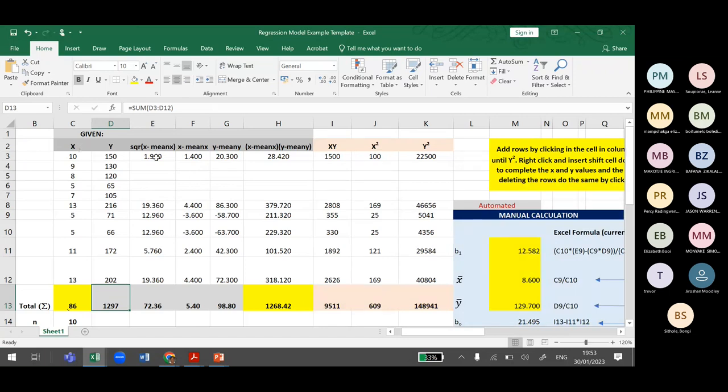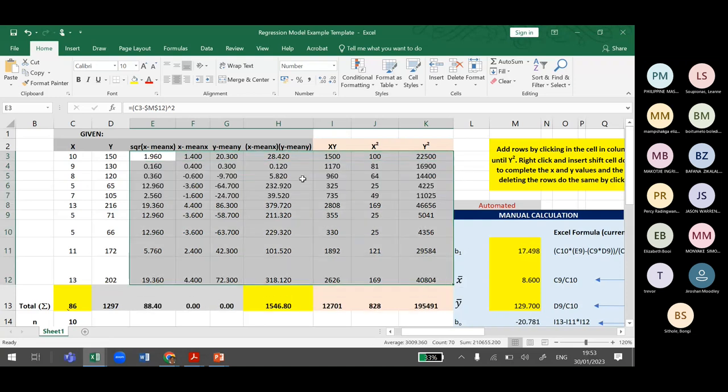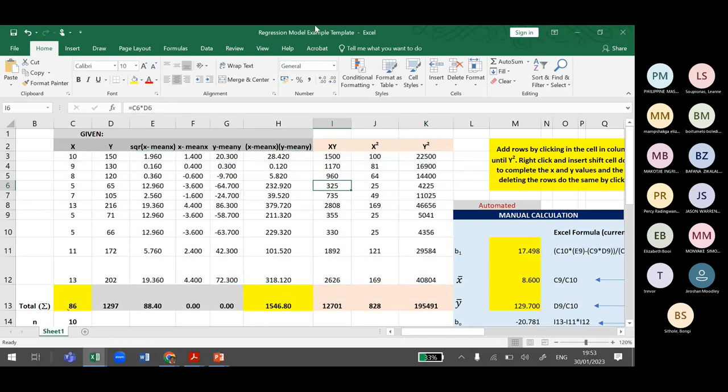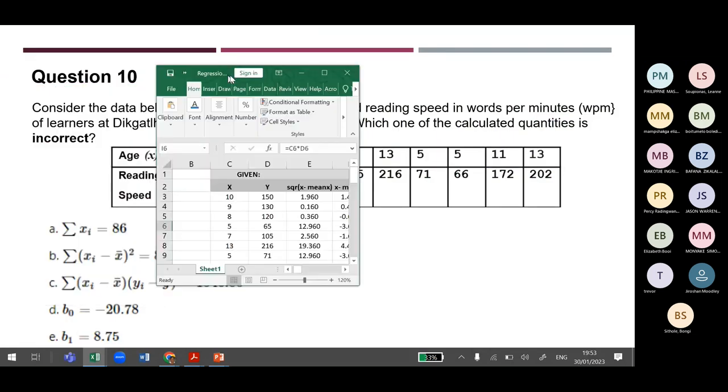Go to my column E, highlight that, highlight up until Y2, and direct the values. Now, I've got all the things I need. Just want to move this to the side.